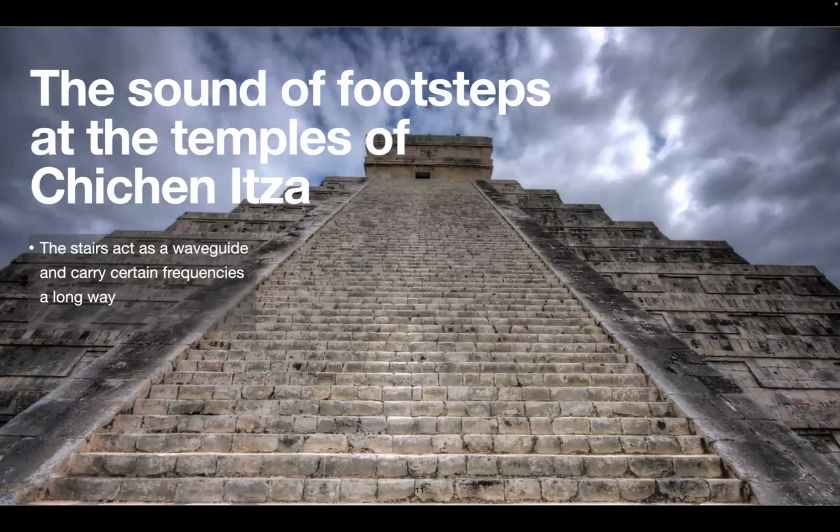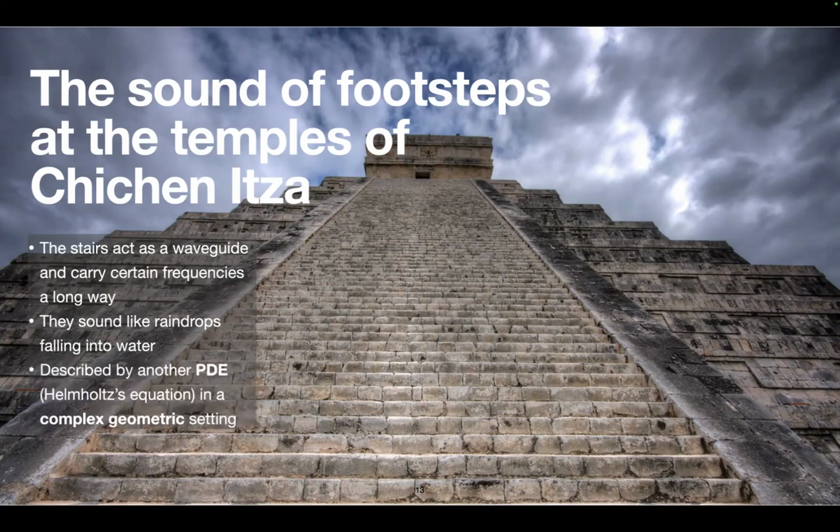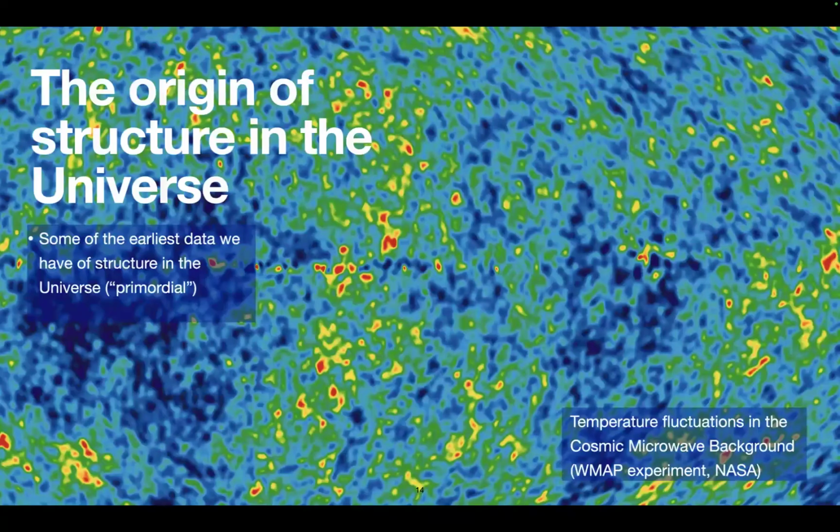Okay, so how about the footsteps at Chichen Itza? It has been observed that if someone walks up the stairs, then not only can their footsteps be heard a very long way away along the stairs, but they also sound kind of like raindrops falling into a bucket of water. So that's quite weird. And that acoustic scattering is also described by a PDE. Again, it's the Helmholtz equation. And once again, it happens in a complex geometric setting, this almost infinite periodic surface.